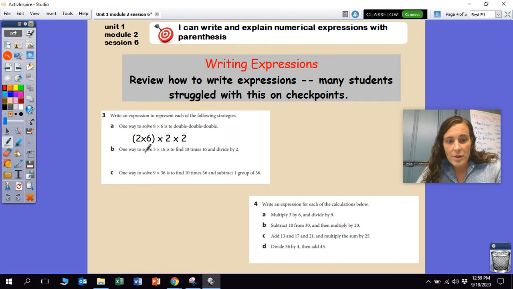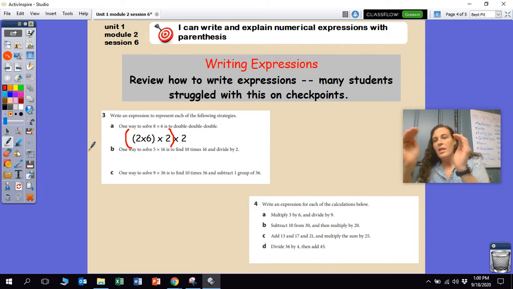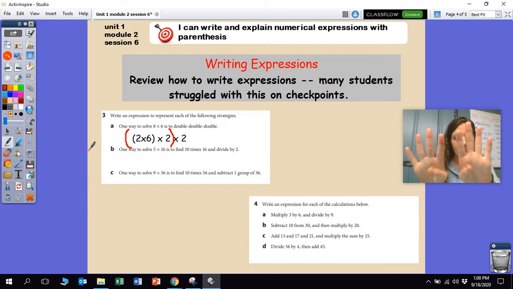So 8s, just know that 8s we can break down into a double, double, double. And we can put another parentheses there just to show that do 2 times 6, then do times 2, then do times 2 again for your double, double, double. Double, double, double is your 8s. All right, the next one.